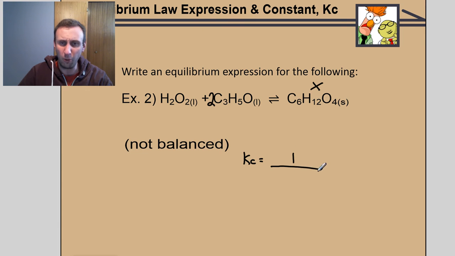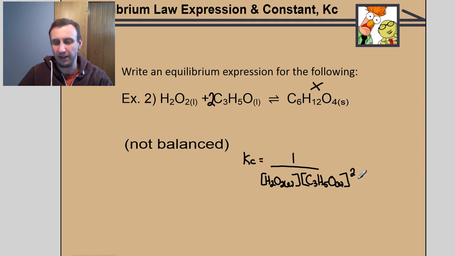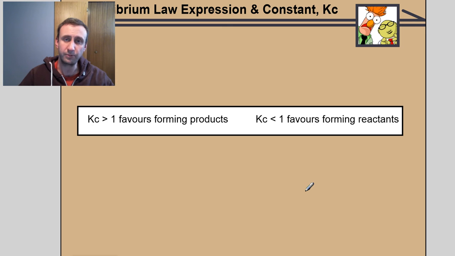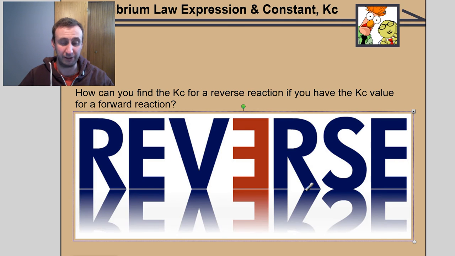So again, I have a solid product here that I don't include. It's going to be 1 over H2O2 liquid to the power of 1. I don't have to write that. And then C3H5O liquid to the power of 2. Just a reminder, when I have these square brackets, that means concentration in moles per liter. We're going to start dealing with numbers really soon. If I calculate a Kc value greater than 1, then the equilibrium favors products, so I'm going to have a higher than 50% yield. If Kc is less than 1, then it's a reactant-favored equilibrium.